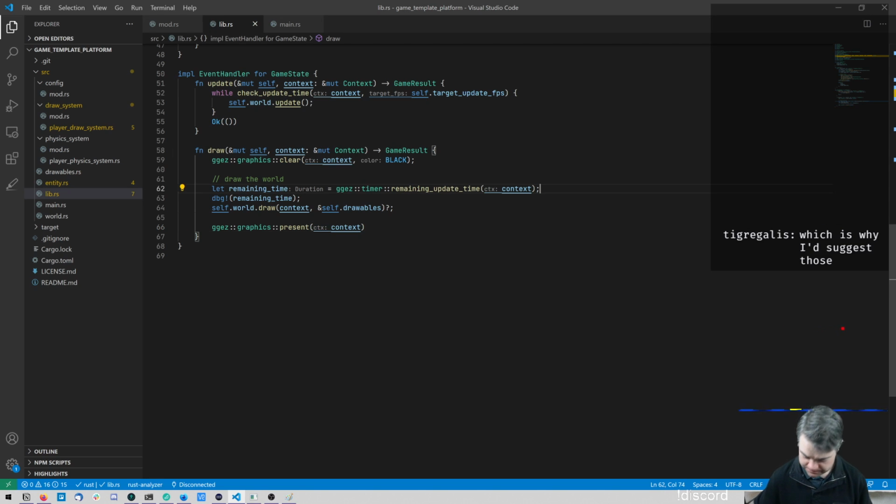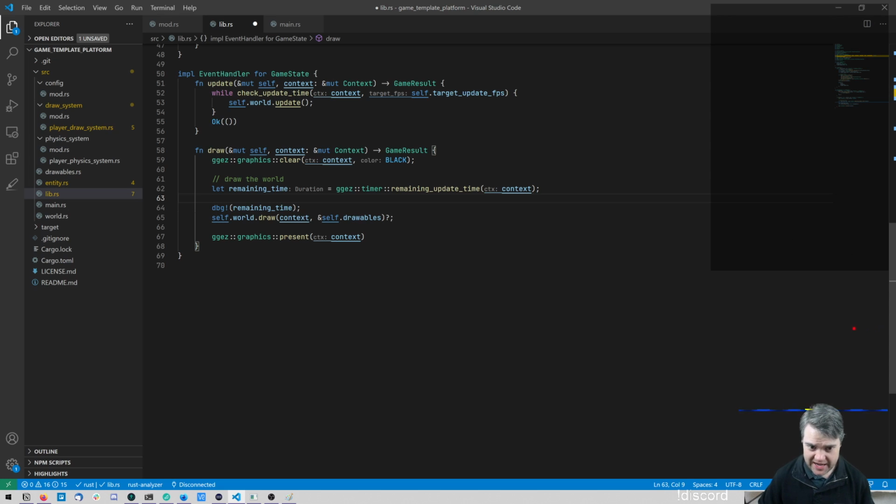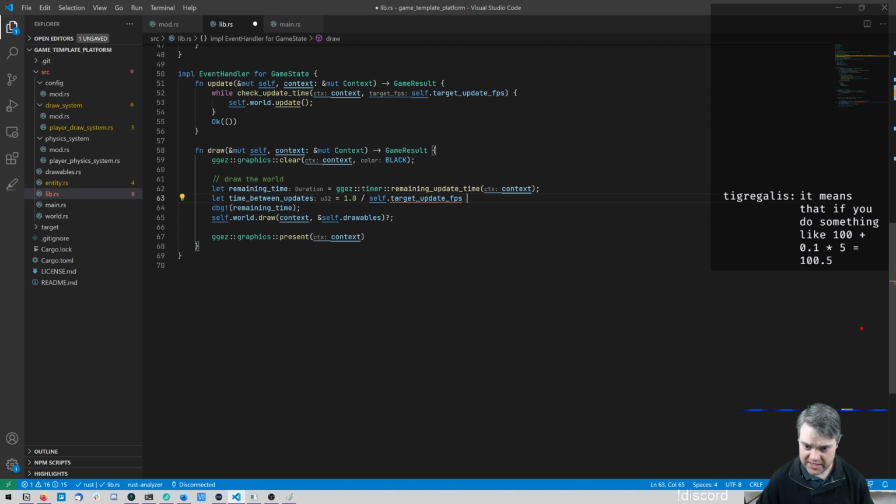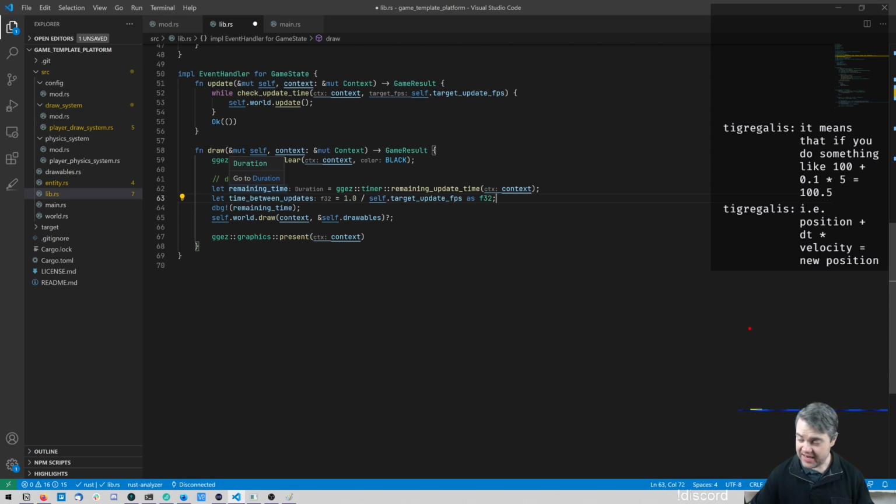So if we have this remaining time, we can calculate out how much time is between updates. So time between updates is going to be equal to 1.0 over self.target_update_FPS as F32. I do have to convert this into an F32 for ourselves. It means that if you do something like 100 plus 0.1 times 5, ooh, yeah, that is true. Okay, so now that I have the time between updates, our algorithm is ready.